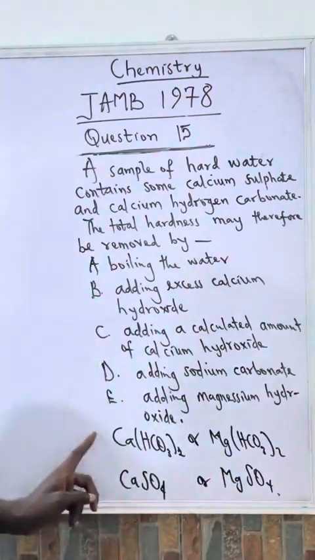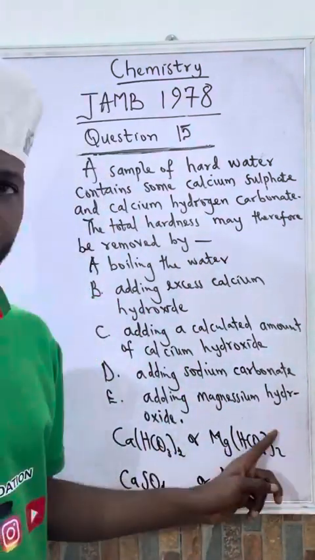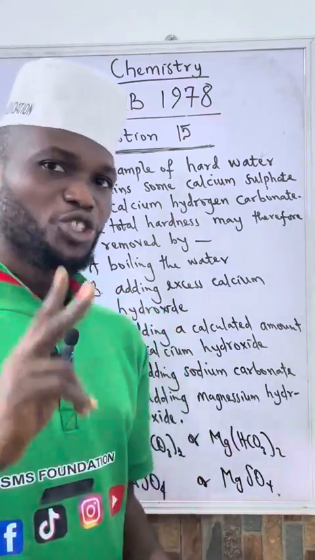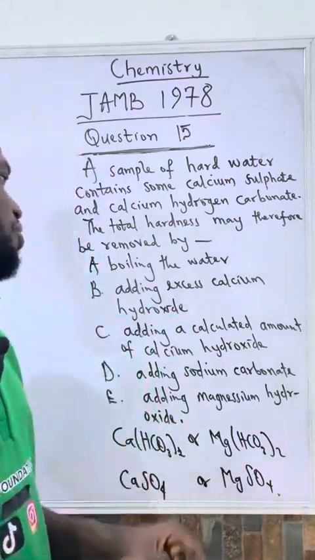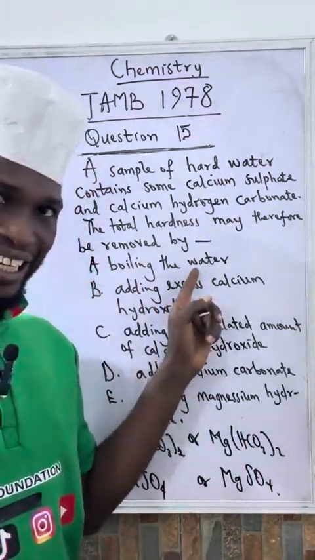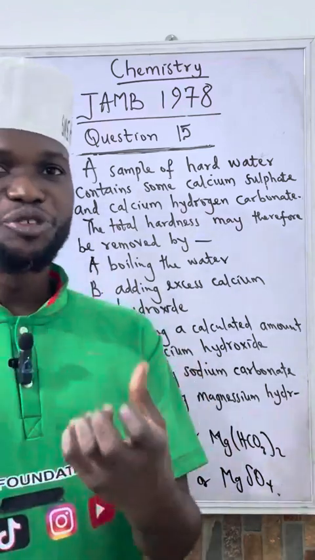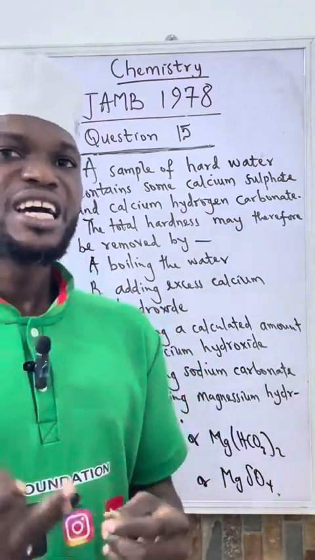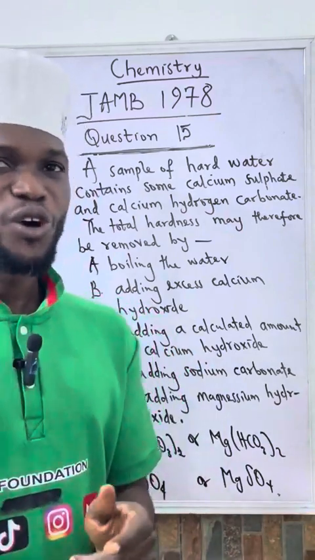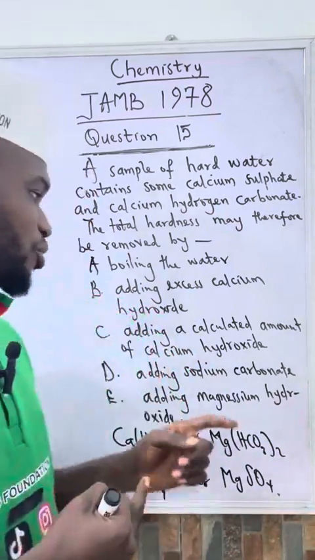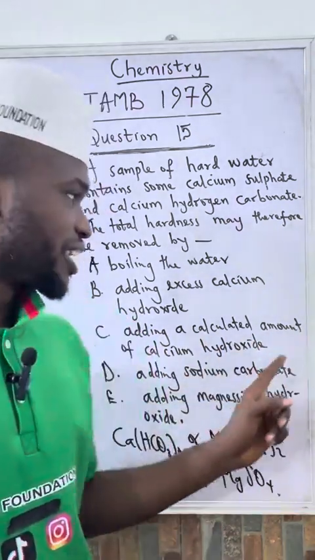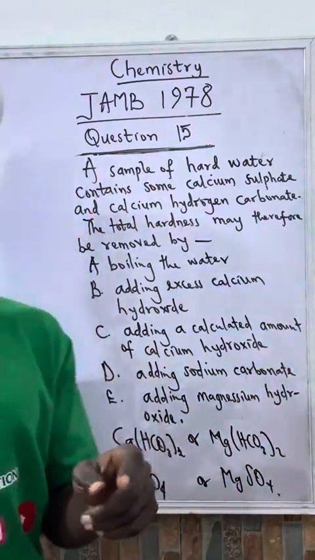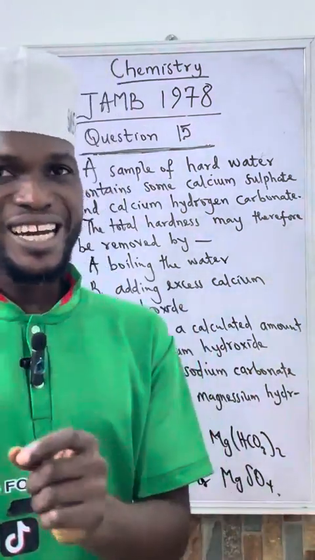Now, how do we remove temporary hardness of water? We have two major ways of removing temporary hardness. By boiling the water, which is a way of removing temporary hardness. And then adding a calculated amount of slaked lime, that is calcium hydroxide. We check option C, that is talking about that. So both A and C are used to remove temporary hardness.